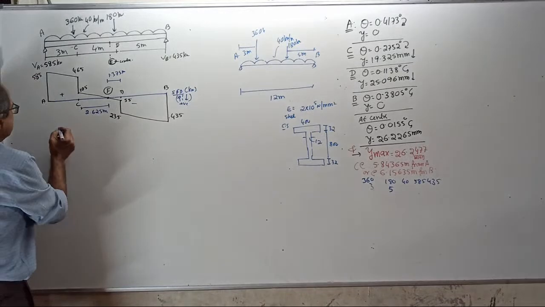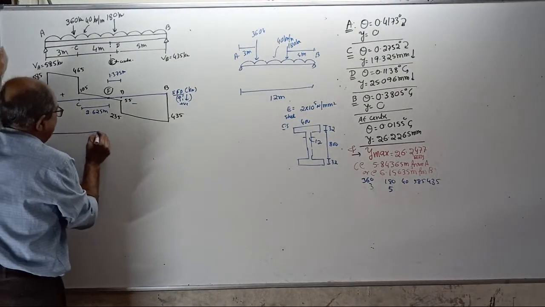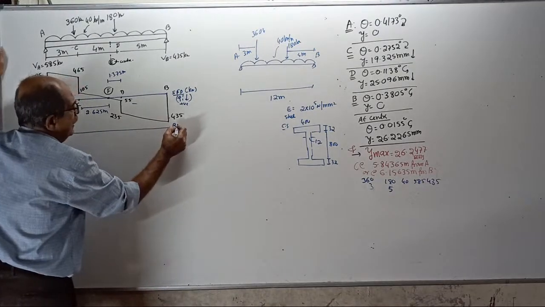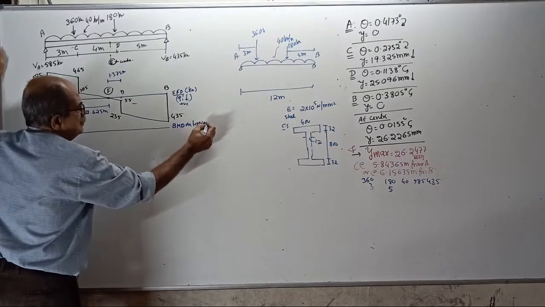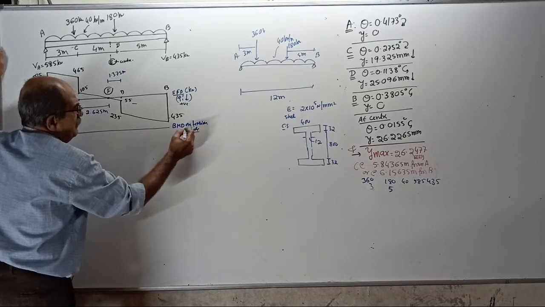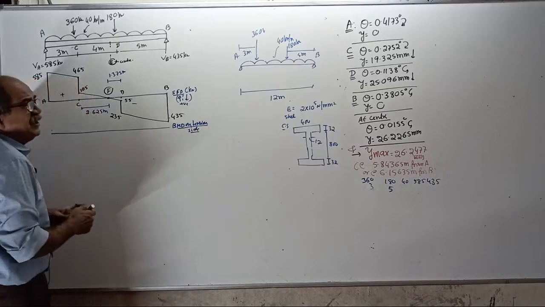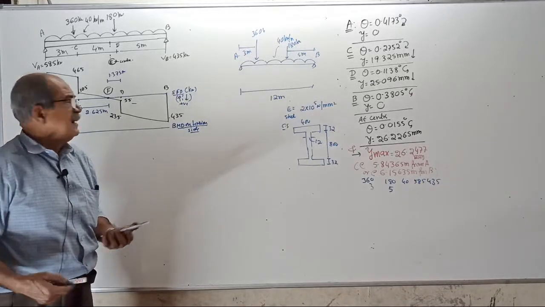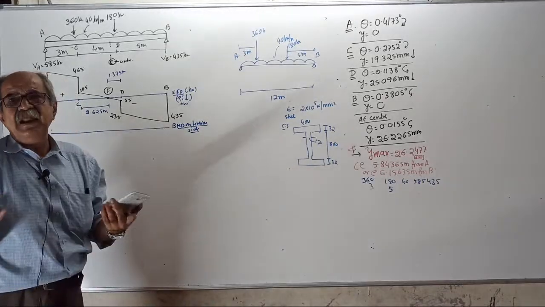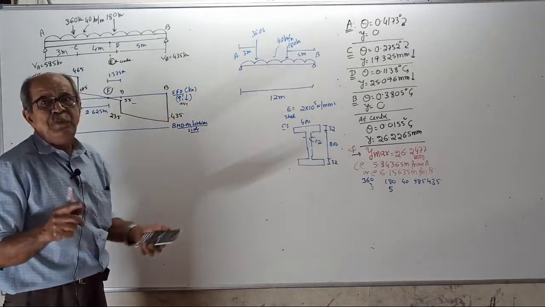In the general class, I draw BMD with positive on the upper side. But here, it is BMD on the tension side. Those who came to my SFD and BMD classes, or those who are in the BSK batch, will understand. General public, if they don't understand, it is their problem. Because this chapter is slope and deflection.